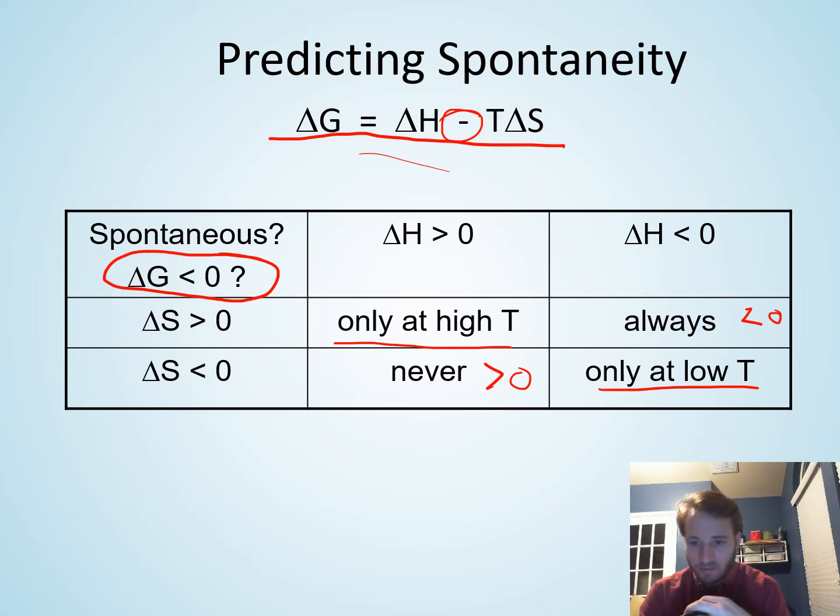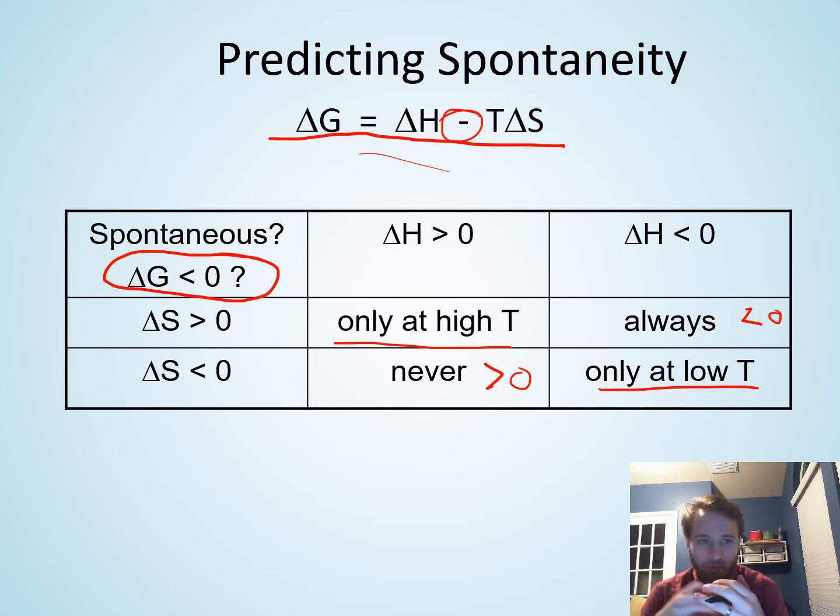Now, it doesn't mean that those two things have to be that way for it to be spontaneous. You can have a decrease in entropy and a decrease in enthalpy and still have a spontaneous reaction that's only spontaneous at low temperatures.